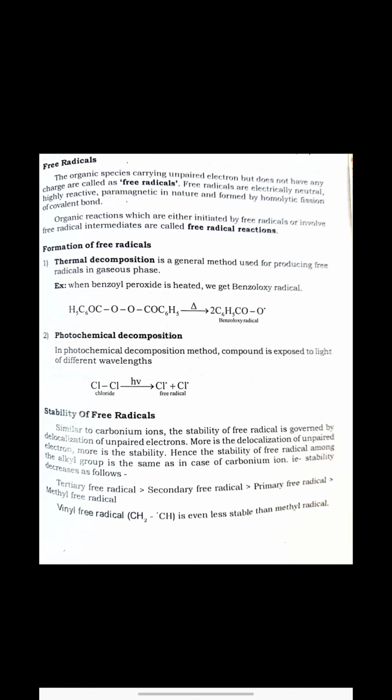Hello students, our next reactive intermediate are free radicals. Free radicals are organic species carrying an unpaired electron, meaning they carry only a single electron, and they don't have any charge. Free radicals are electrically neutral because they don't have any charge, but they are highly reactive and paramagnetic in nature because they contain only one electron.